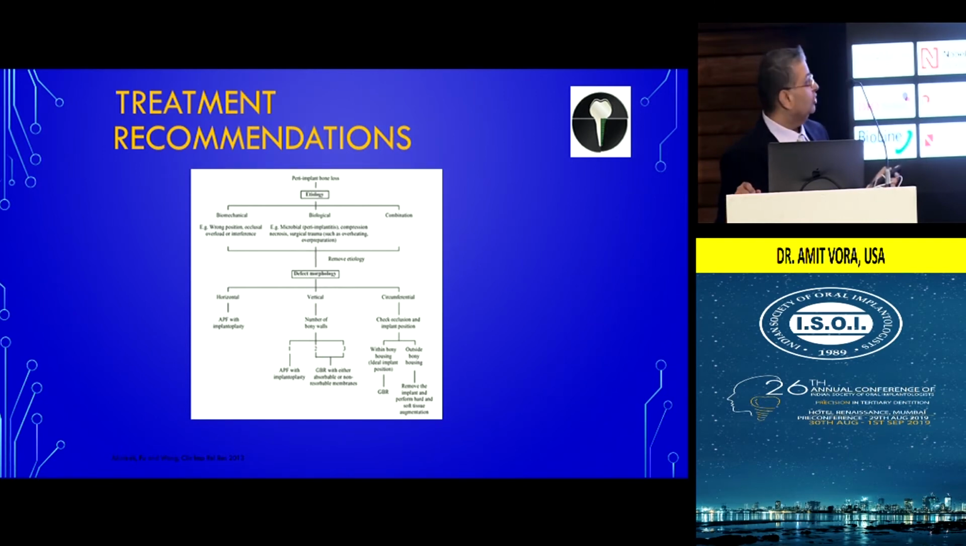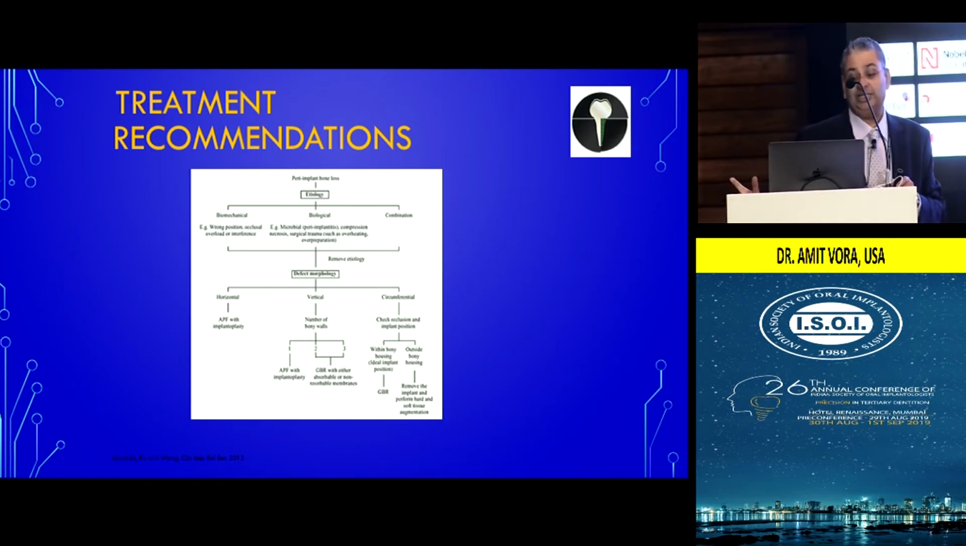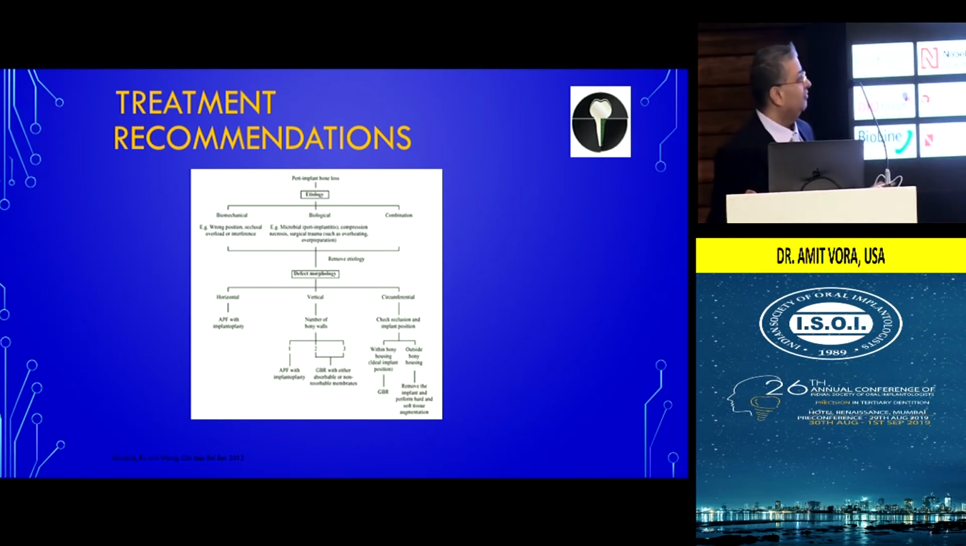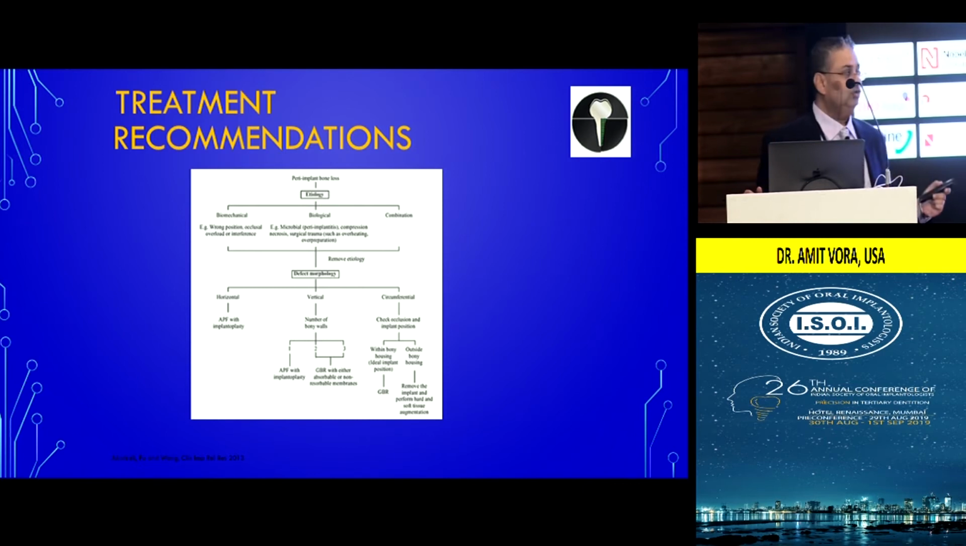So if the bone loss was horizontal, you would do what we call an apically positioned flap and do an implantoplasty. If there was a vertical defect, it would depend on the number of walls, just like we do with periodontal disease. If it is a one-wall defect, meaning there's only one bony wall, you have to remove that bony wall and apically position the flap. If there are 2 or 3 bony walls, you can do GBR with some sort of membrane, resorbable or non-resorbable.